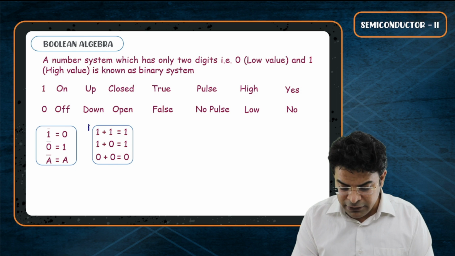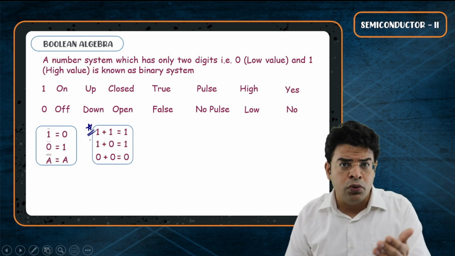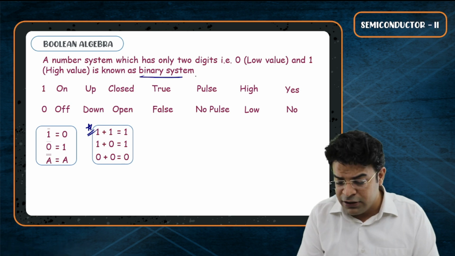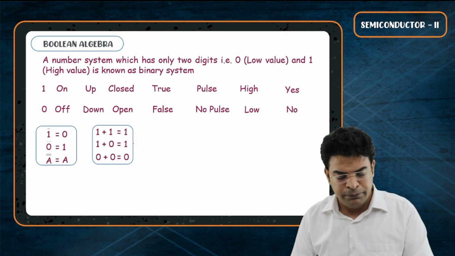So the only thing which is against the normal maths is that 1 plus 1 does not give you 2, because there is no 2 in the binary system. There is only 0 and 1. So remember that 1 plus 1 gives you 1.